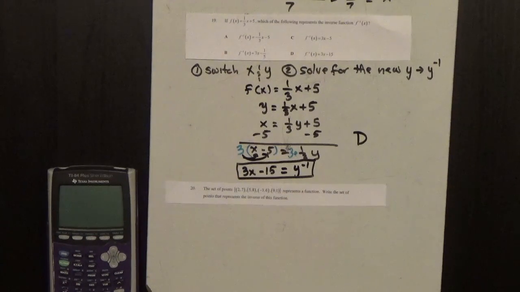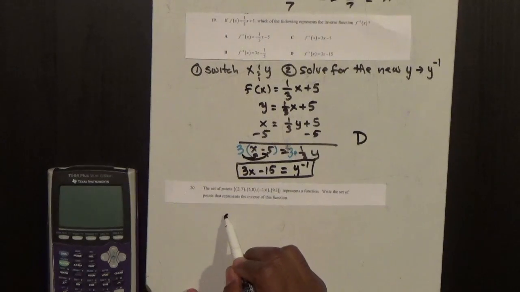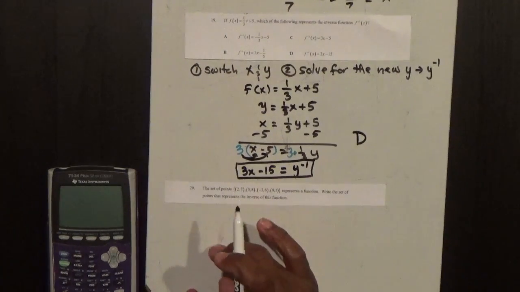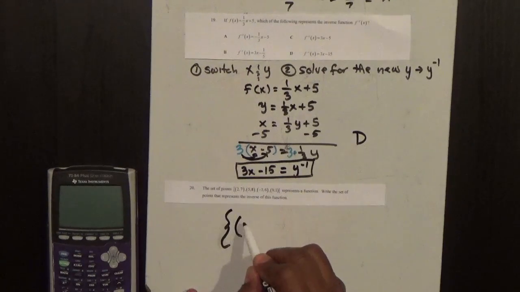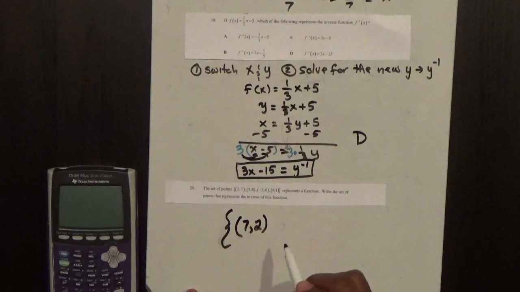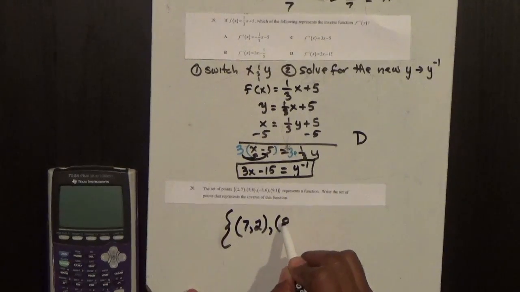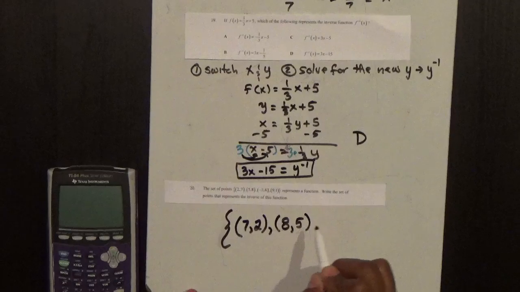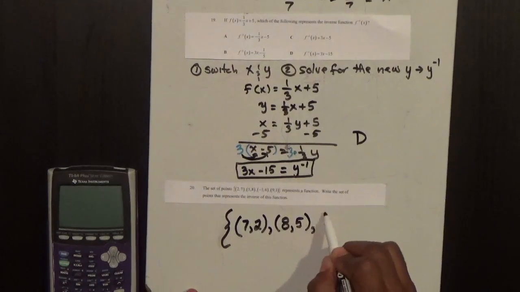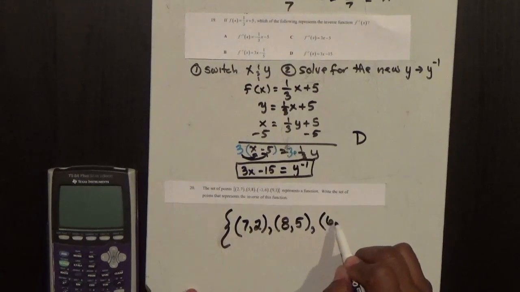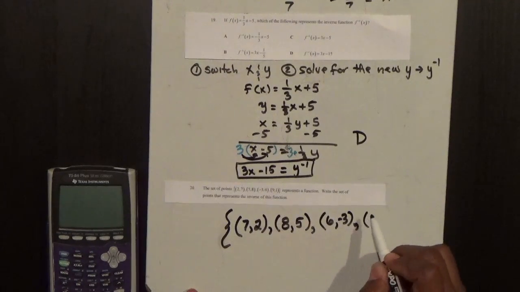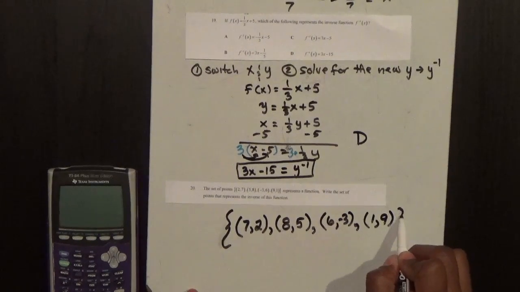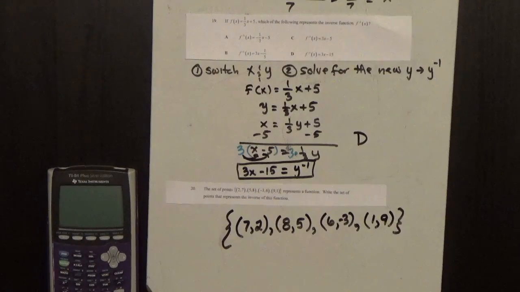So the inverse set of this set would be, instead of (2, 7), it would be (7, 2). Instead of (5, 8), it would be (8, 5). Instead of (negative 3, 6), it would be (6, negative 3). And instead of (9, 1), it would be (1, 9). And that's that.